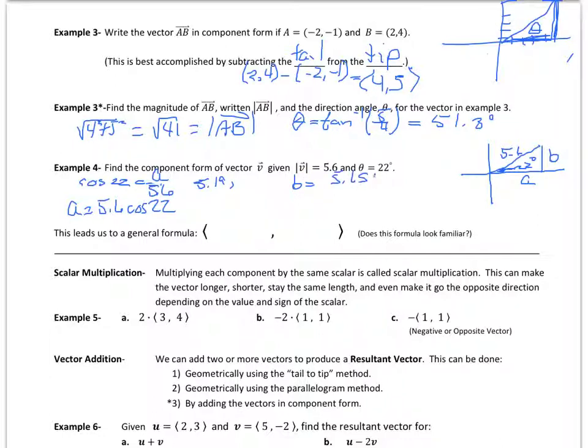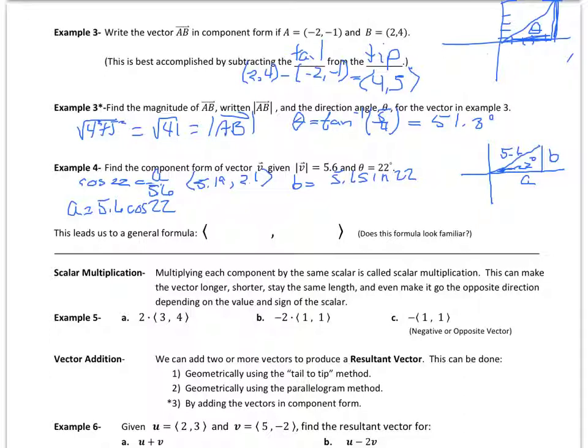5.6 times the sine of 22. Good. Which is going to give us, I'm thinking 2.09. 0.097, so 2.10. Way to steal my thunder. So 2.1. Okay? And again, so that's so we write that in component form, put your little things there, okay?